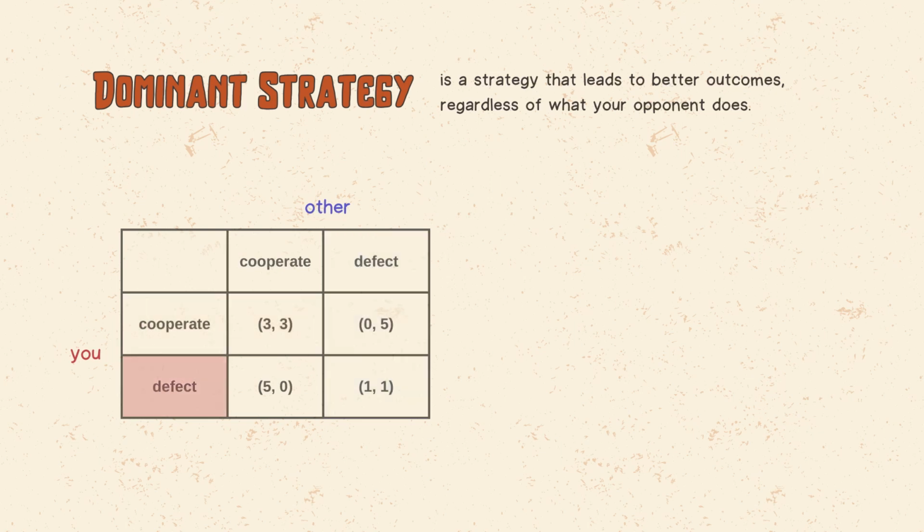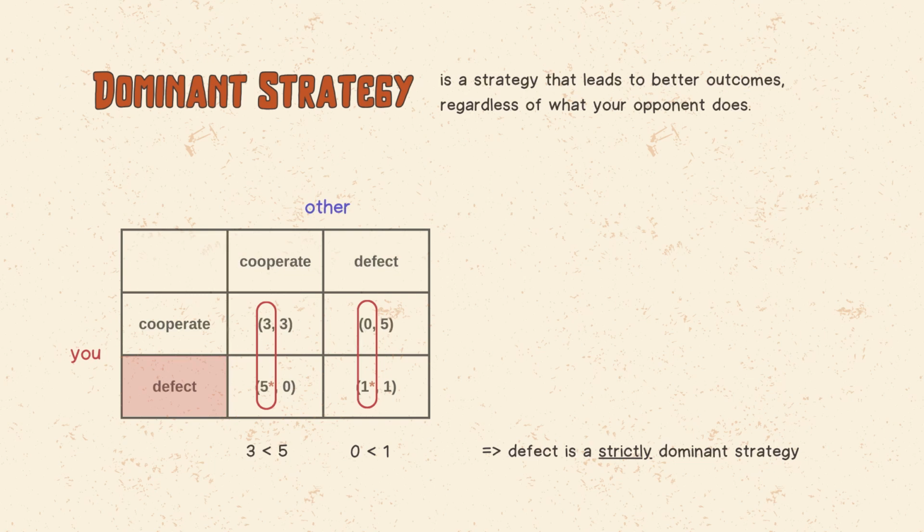In this game, defecting is a strictly dominant strategy for both players. Why? Let's see from your perspective. If the other player chooses to cooperate, you will be better off if you choose to defect, since you'll get 5 instead of 3. Let's mark our preferred payoff with an asterisk symbol. And when they choose to defect, you'll also get a better payoff when you choose to defect instead of cooperating. Hence your dominant strategy is to defect, no matter what the other player does. In this case, defect is your strictly dominant strategy.